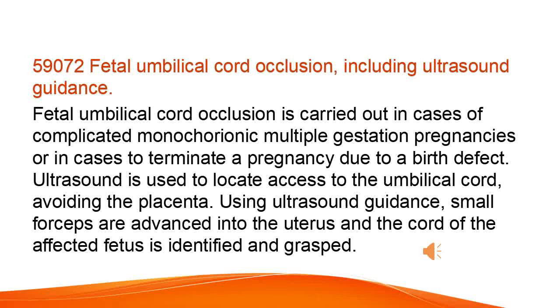Fetal umbilical cord occlusion, including ultrasound guidance. Fetal umbilical cord occlusion is carried out in cases of complicated monochorionic multiple gestation pregnancies or in cases to terminate a pregnancy due to a birth defect. Ultrasound is used to locate access to the umbilical cord, avoiding the placenta.